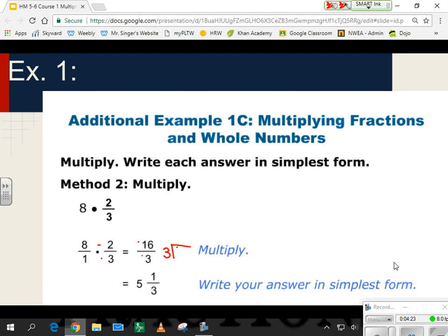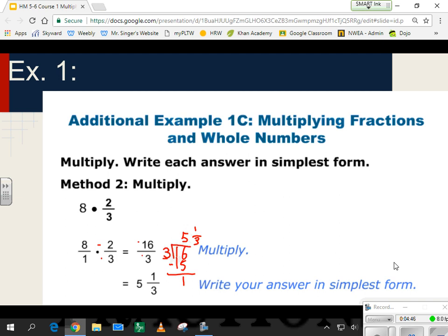So we see how many times 3 can go into 16. Now I know 3 times 5 gets me close. 3 times 5 is 15. So when I subtract, remember that our remainder becomes our numerator, and the denominator was 3. It doesn't change. So that's how we get 5 1/3 as our simplest form.